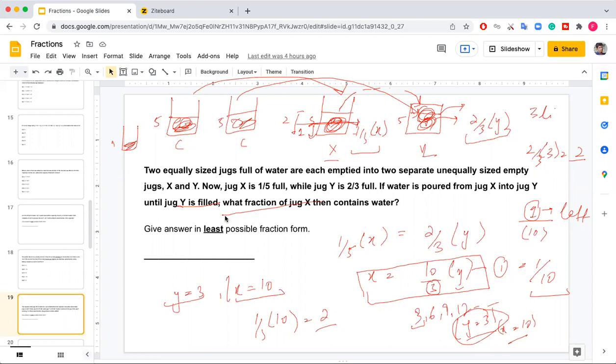Now the question is saying, after all of this, what fraction of jug X then contains water? So how much of the water is left in the tank with respect to the total capacity of the tank? That is what the question asks. 1 is left and the total capacity is 10. So 1 by 10 is the least possible fraction form which is provided.